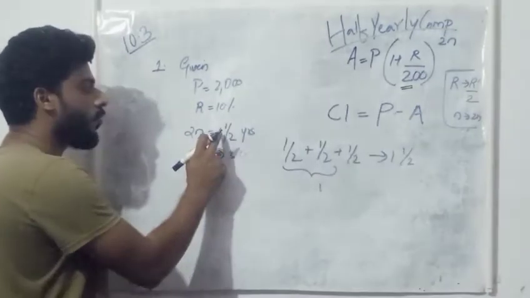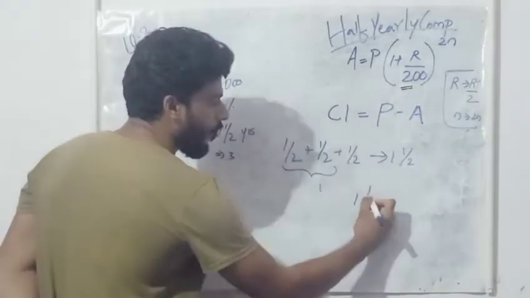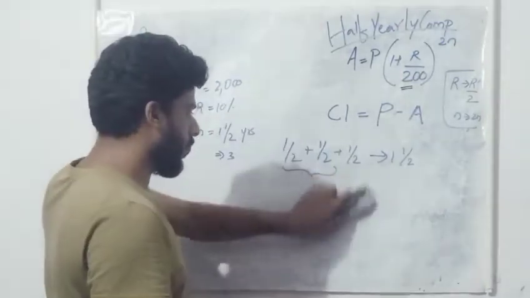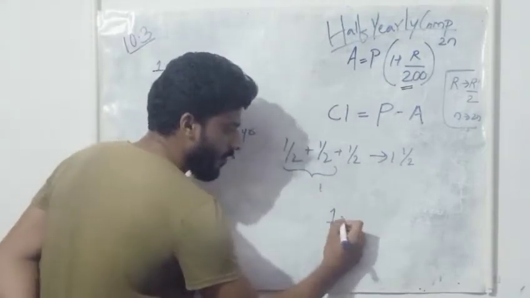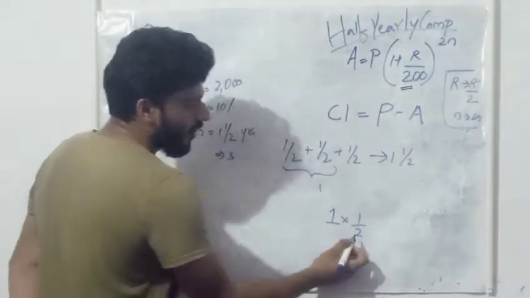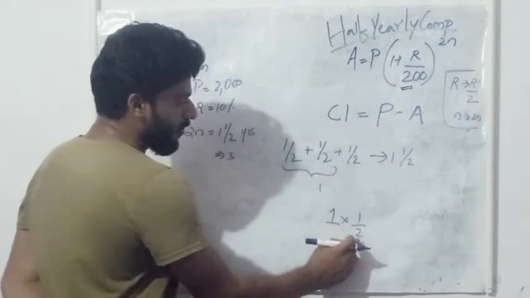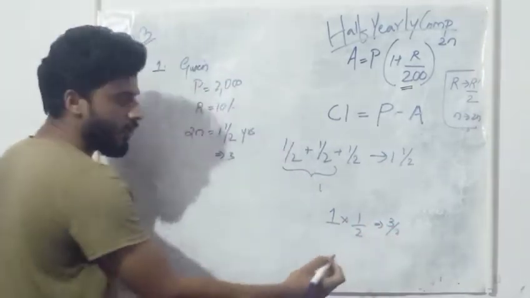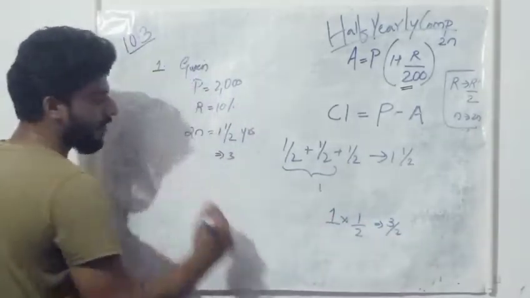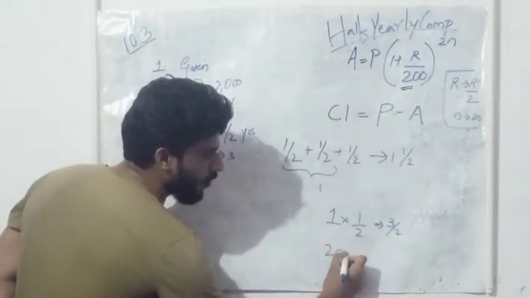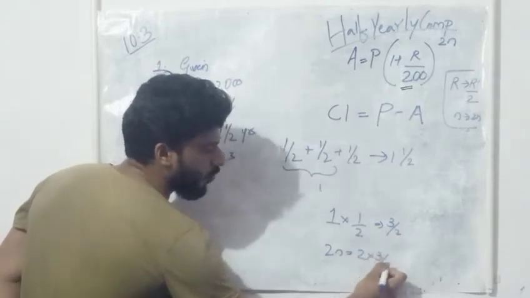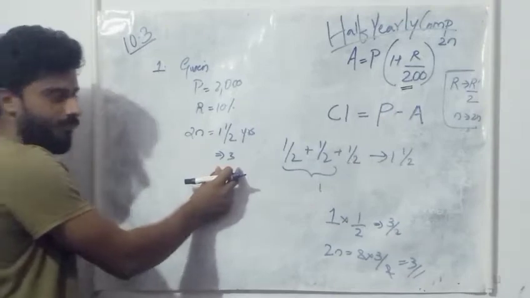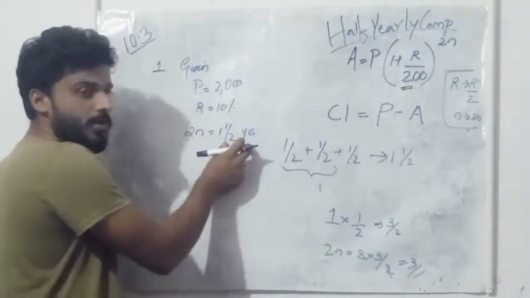We can also do it this way. How to make it in another form? 1 into 1 by 2 means 1 plus 1 by 2, which is 3 by 2. That is n. So 2n is equal to 2 into 3 by 2, that will be 3. That also means the same. That is the mathematical form, and the other was the logical form.